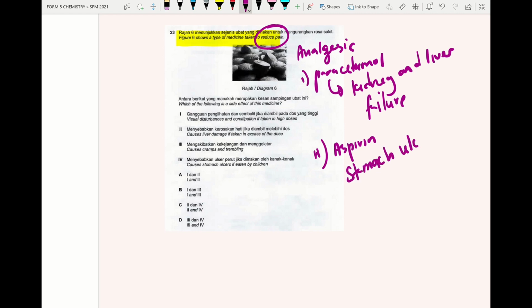Okay, stomach ulcer or it can cause internal bleeding. Please remember codeine is made up of drugs. When made up of drugs, it can cause addiction. All right, so we check this question, example of question given: visual disturbance and constipation. This will be under anti-allergic, so this one can cause liver damage if taken in excess. This, which will be paracetamol, can cause cramp and trembling, cannot. So can cause stomach ulcer if eaten by the children. So the answer will be 2 and 4.